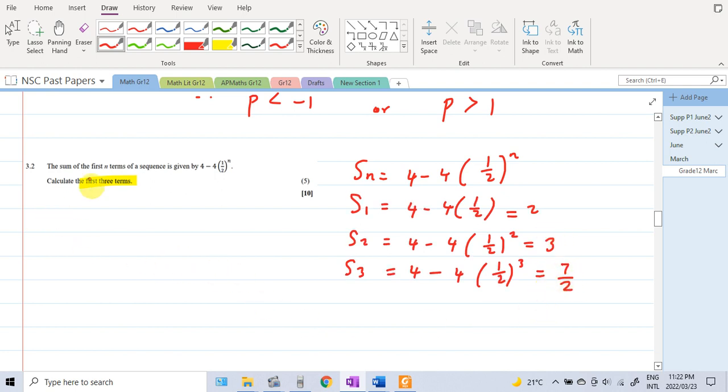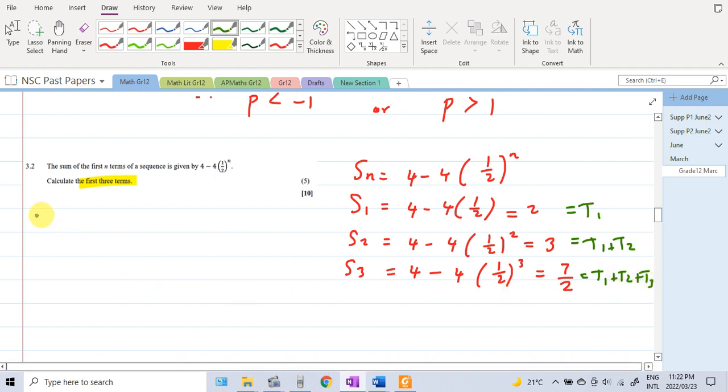Therefore, what are the first 3 terms? Remember, S1 is just term 1. S2 is equal to term 1 plus term 2. What does S2 mean? It means the sum of the first 2 terms. So let's write it on this side. This one is just term 1, this one means term 1 plus term 2, and this one means term 1 plus term 2 plus term 3.